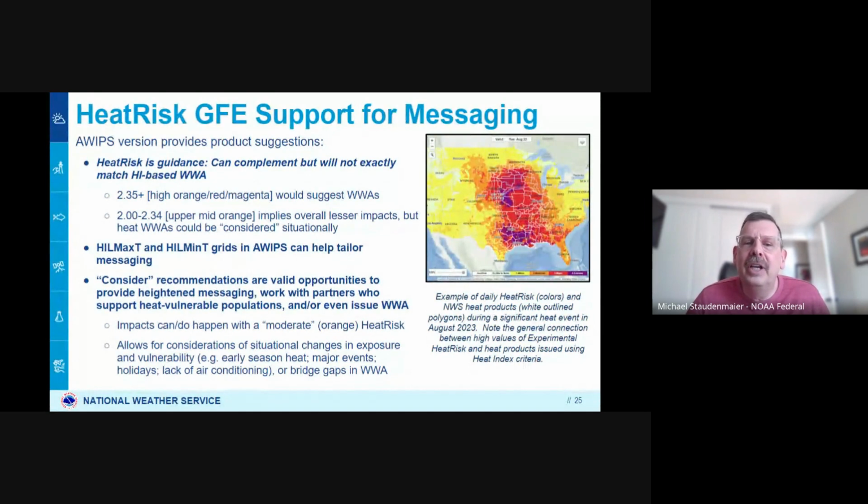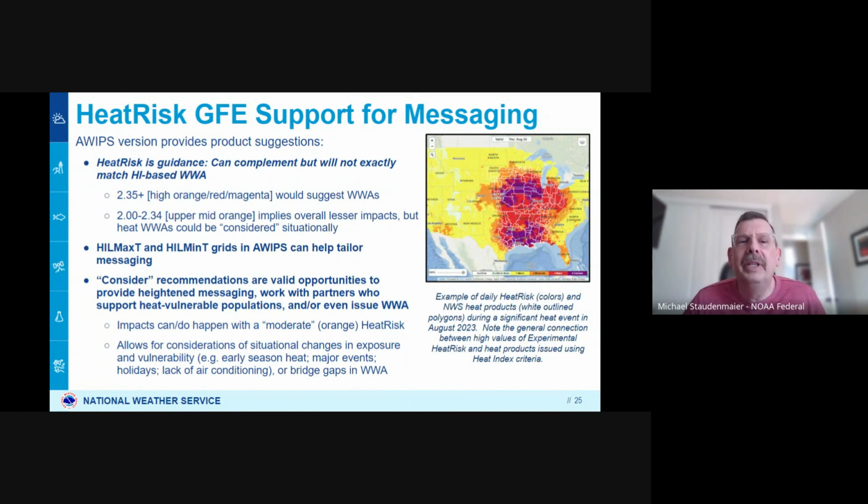So also within a GFE are Hill Max T and Hill Min T grids. Those essentially are those gridded integer individual contributions that are going into the 24-hour equation. So these grids allow you to see a bit into the process prior to that final outcome. In Western region, we found that these grids help a bit with interpreting the final heat risk value and also for tailoring your heat messaging.